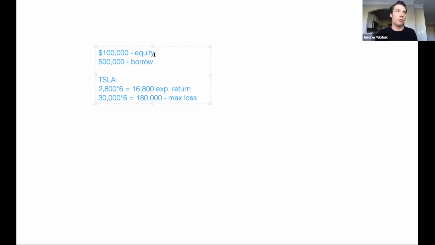So I might say, what are the options then? I probably don't want to borrow 500,000. I would borrow like 100,000 instead. Then my risk would be 60,000, which is still a significant risk, but it will be less than my equity, so I am fine.